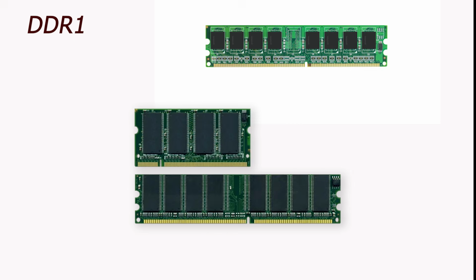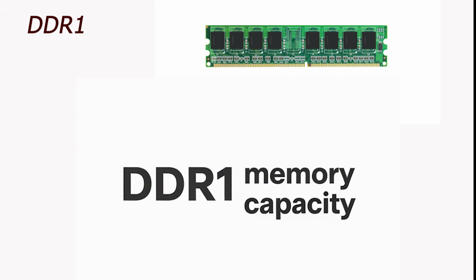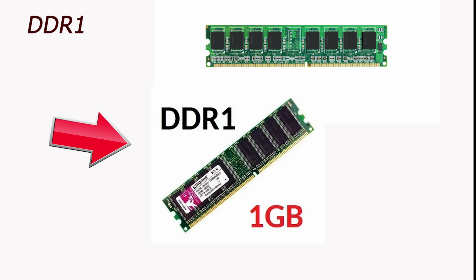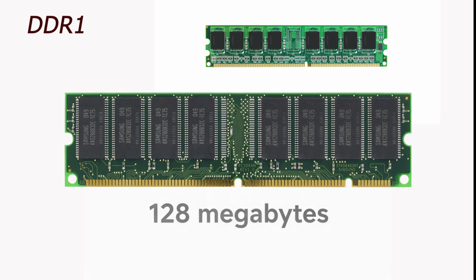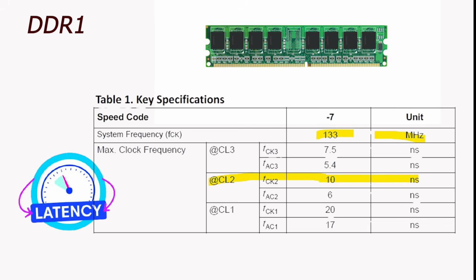Physically, DDR1 memory modules are easy to identify. They use a 184-pin DIMM design and contain a single notch along the connector edge. In terms of capacity, DDR1 memory was very limited by today's standards. Most DDR1 modules were available in sizes such as 128 MB, 256 MB, 512 MB, and in some cases 1 GB. When we look at latency, DDR1 typically operated with CAS latencies between CL2 and CL3.